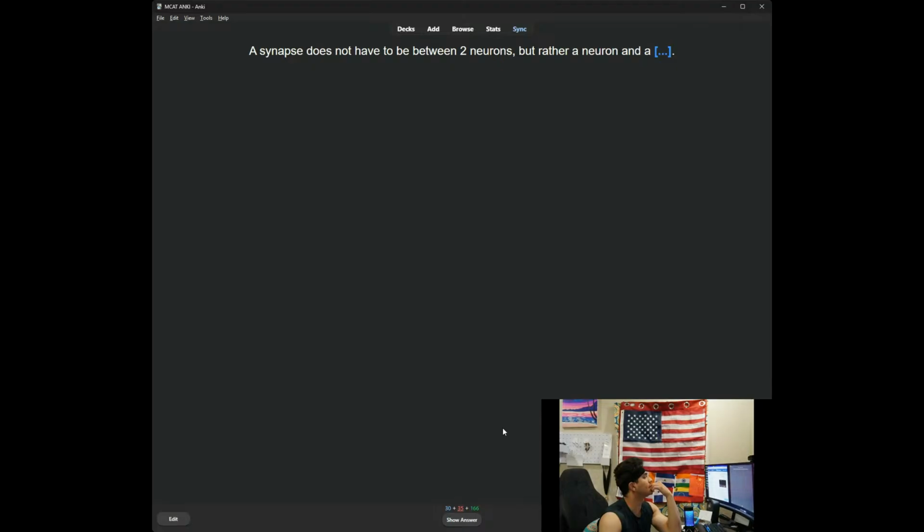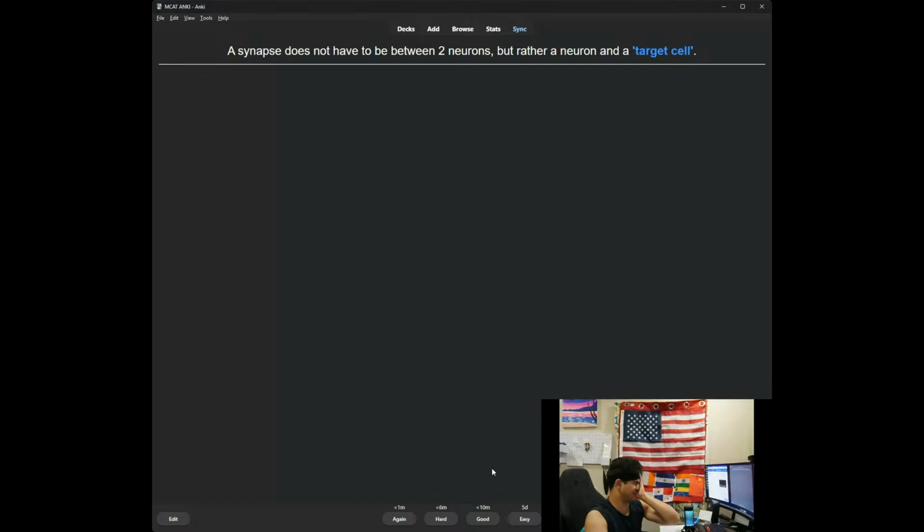A neuron and the what? A neuron and... Target cell. Oh, right. It's just trying to tell us this can be between different cell types. Right? Maybe.